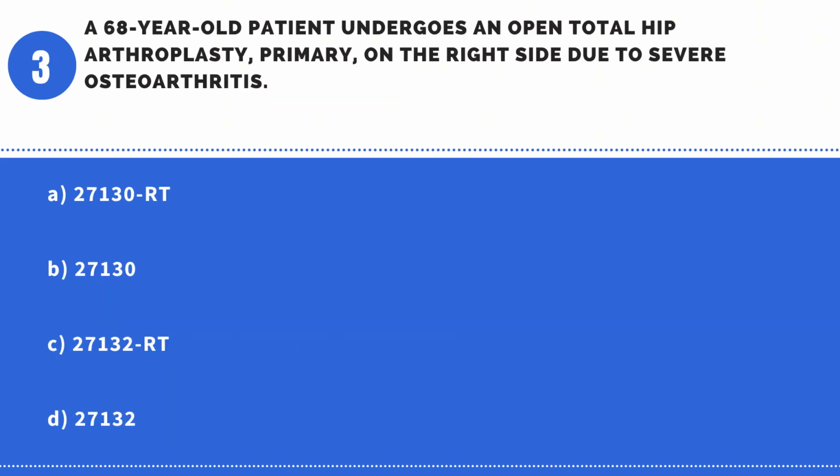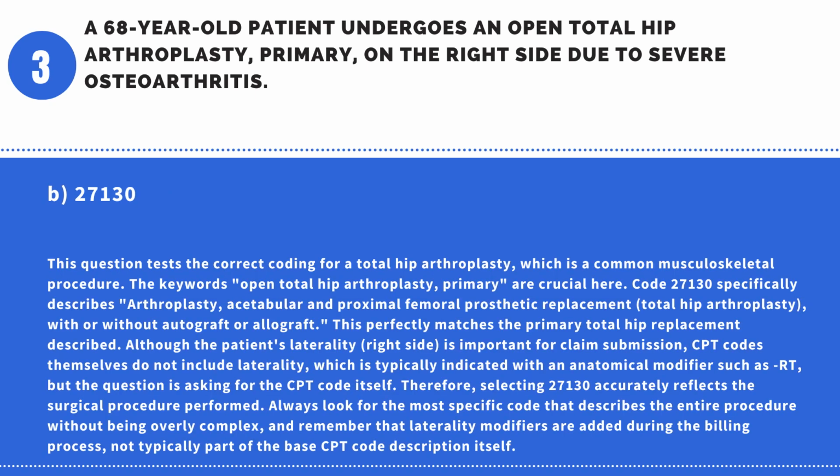Question 3. A 68-year-old patient undergoes an open total hip arthroplasty, primary, on the right side due to severe osteoarthritis. A. 27130 RT. B. 27130. C. 27132 RT. D. 27132. Answer, B.